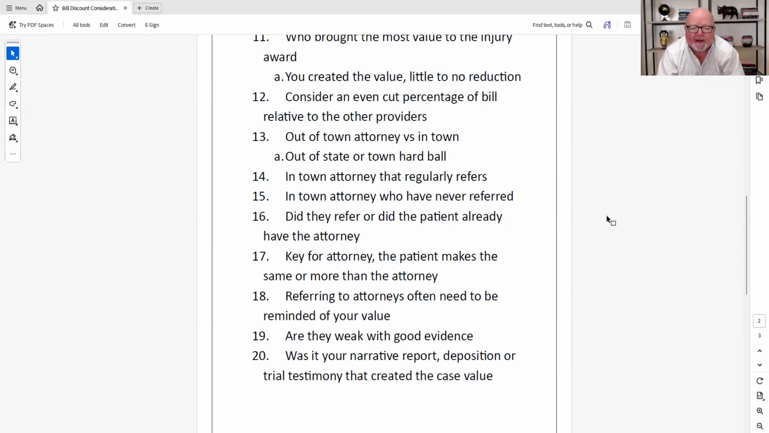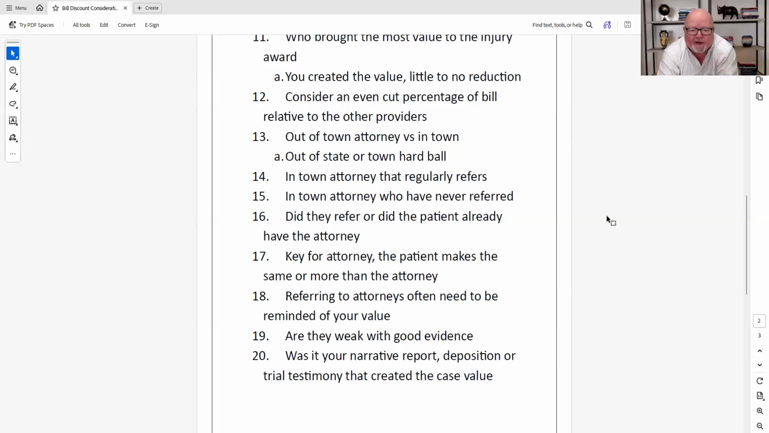Key for the attorney: the patient makes the same or more money than before. When you look at the whole case, don't just look at it from your perspective. The number one thing to look at is that the attorney is trying to protect his reputation. He's trying to at least get that patient the same amount of money he's getting, or more, usually at least the same amount. That's the gig, okay? That's the big picture. Then you look at all these other factors in deciding whether or not to take the bill, cut your bill, and how much you're going to cut your bill.